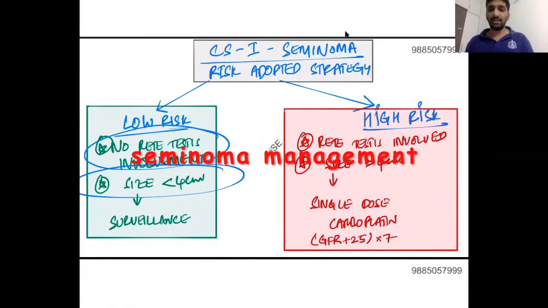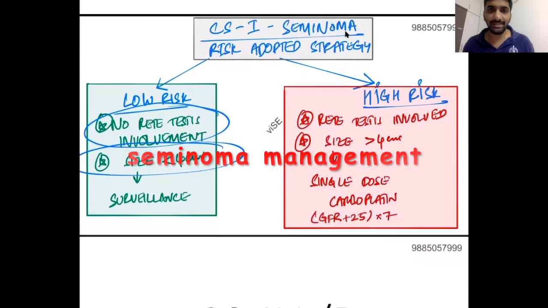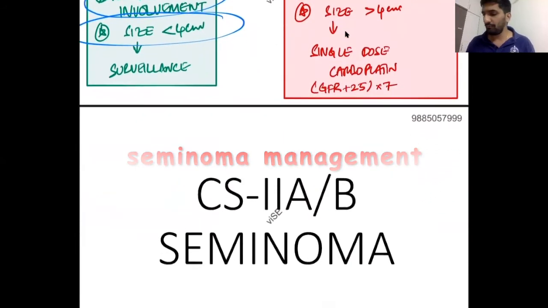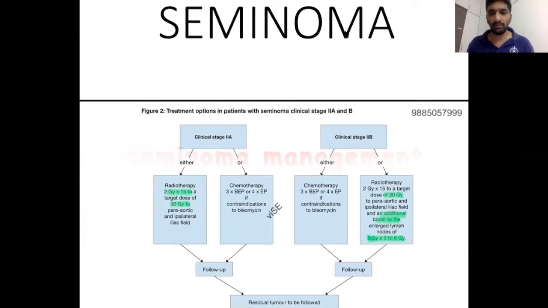Or if the patient falls into a high risk category, that is if the rete testis is involved or if the size is more than 4 centimeters, you offer the patient a single dose of carboplatin. That is the management of CS1 seminoma. Very simple. Let's go to the CS2 seminoma.